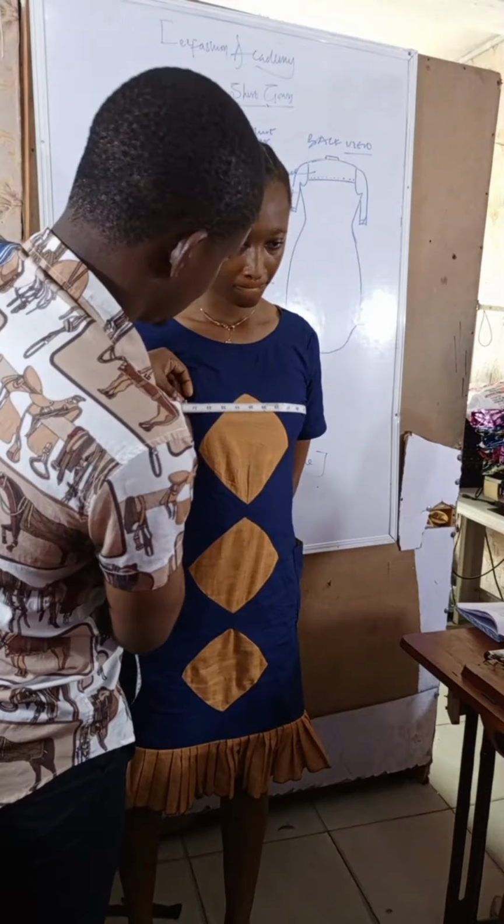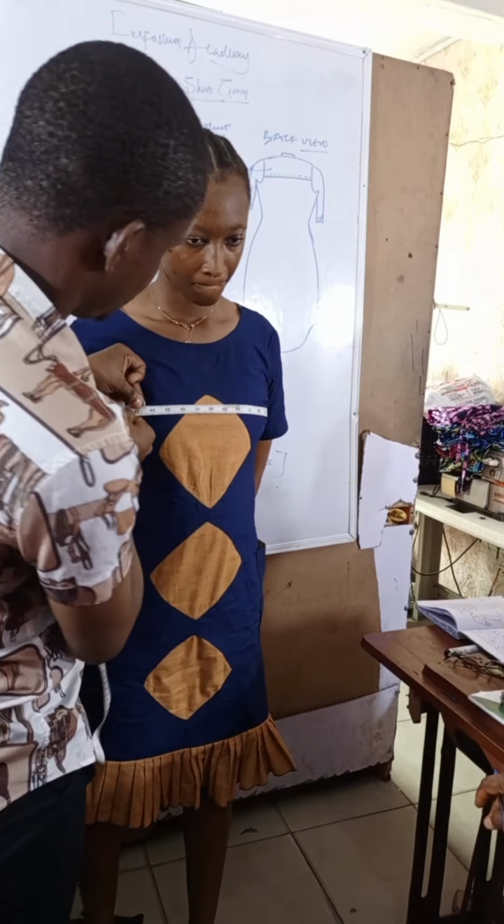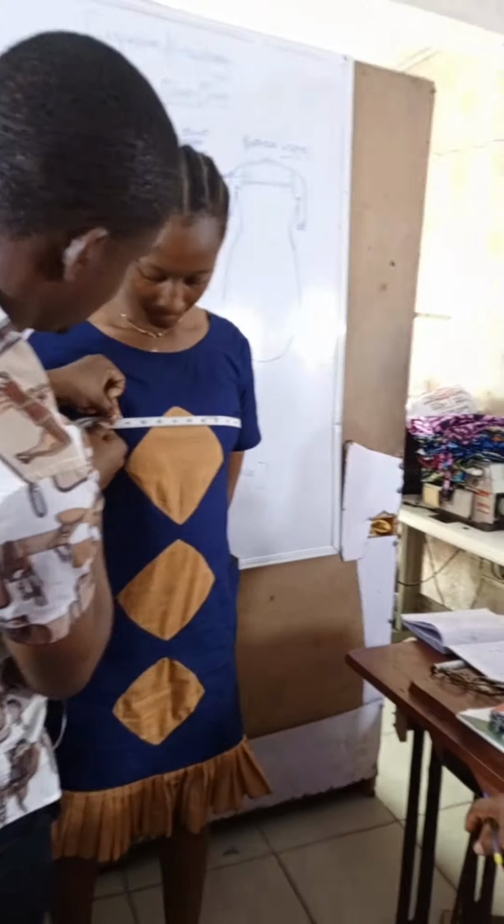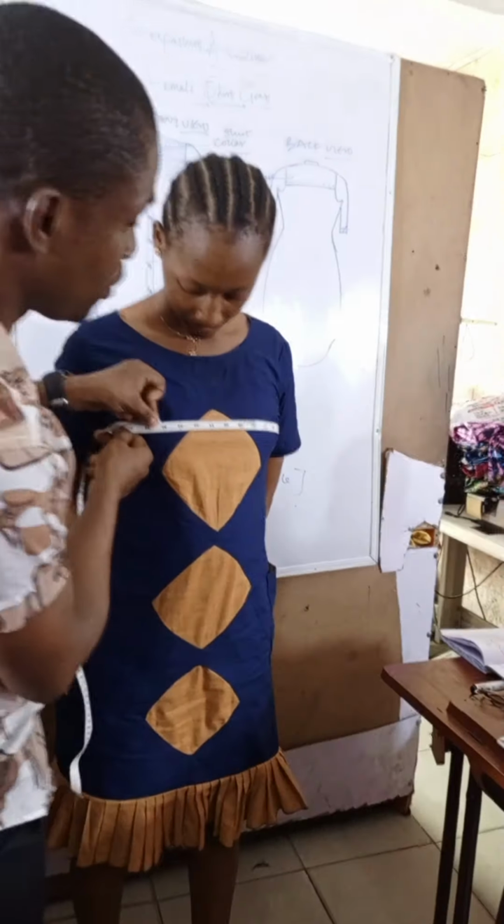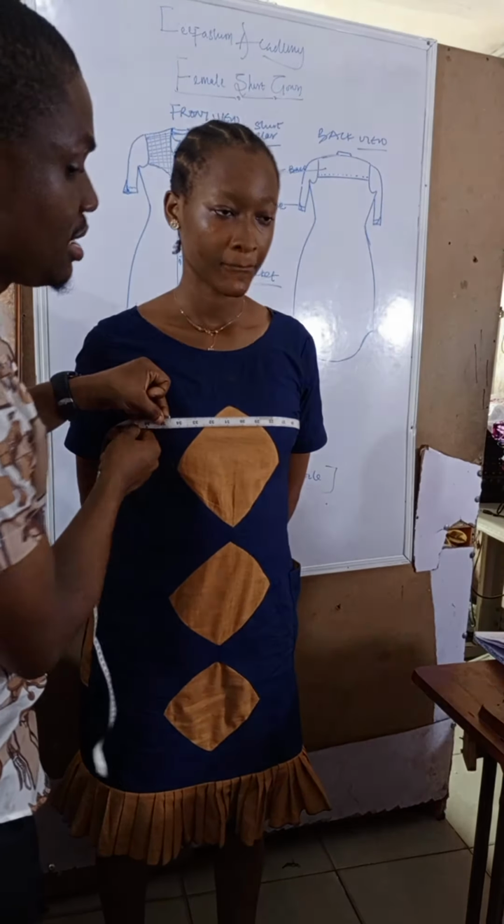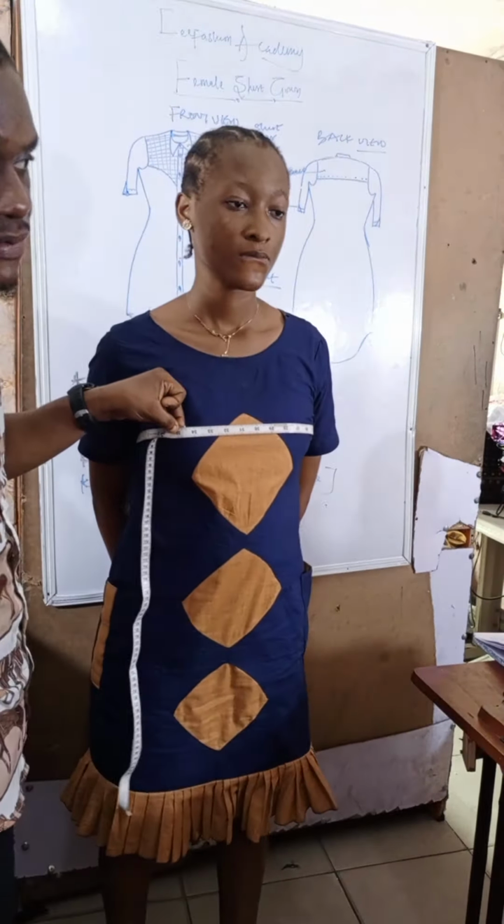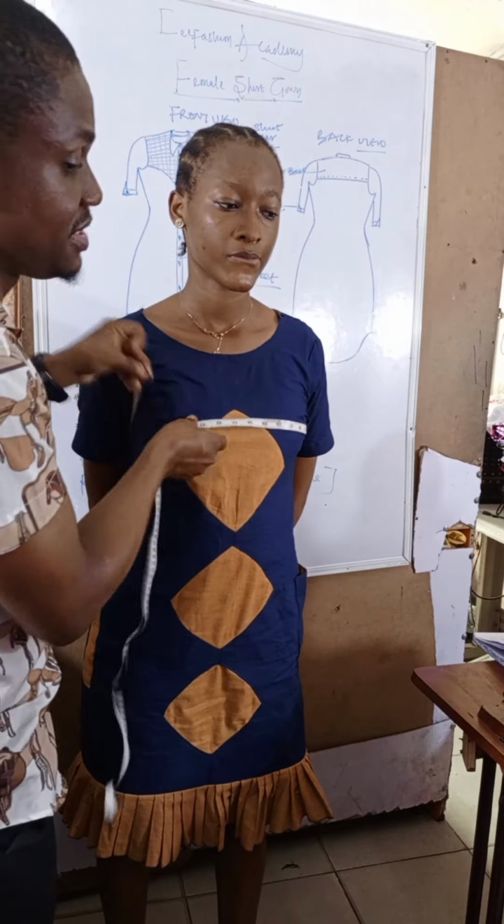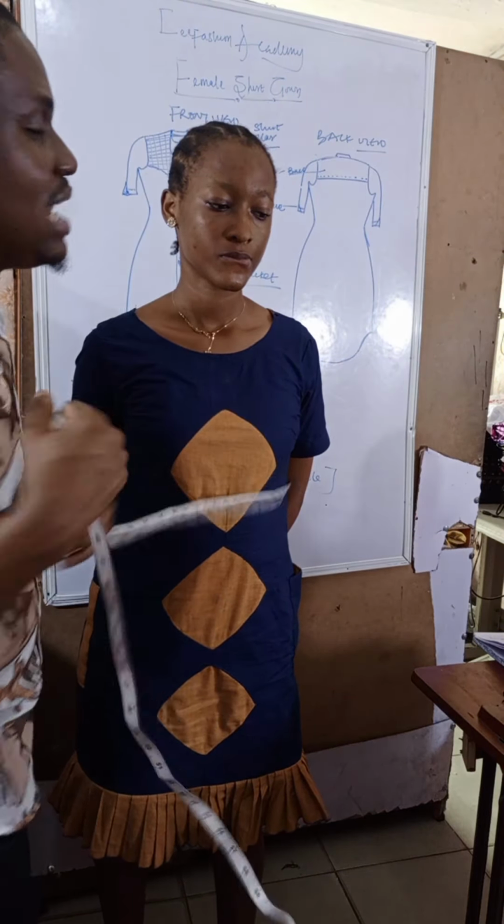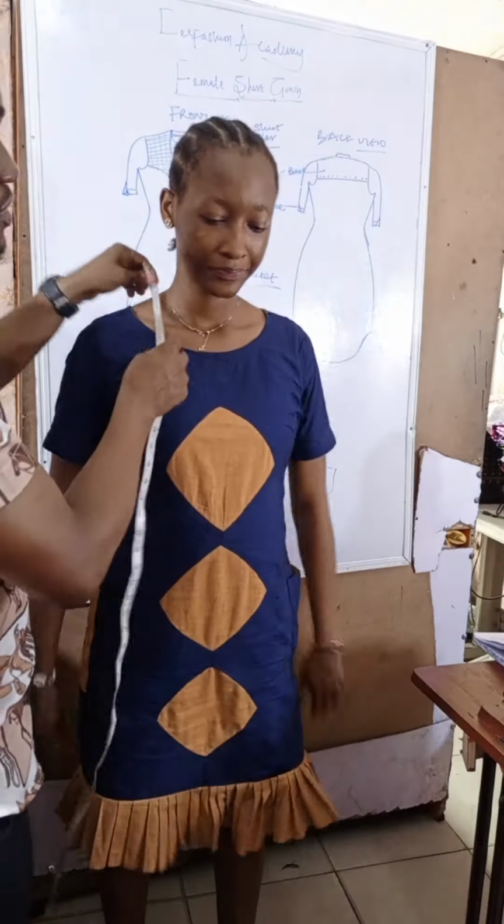So in this case, the bust circumference is 34 and a half. Are you seeing it? The bust circumference is 34 and a half. So let's go over to under bust circumference.